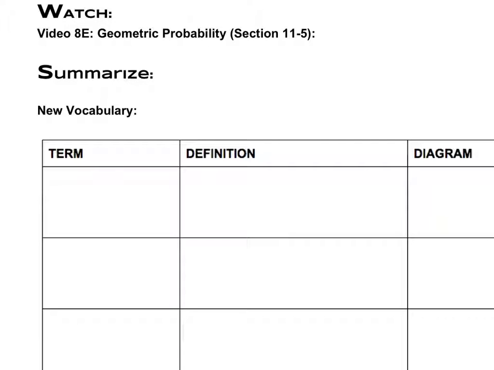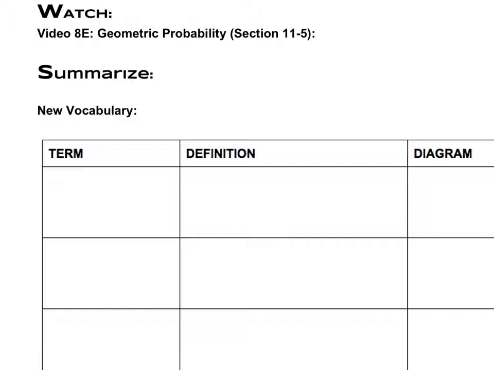Hi guys, welcome to video 8E. This is the last of the required viewing videos for our two-dimensional area unit. And we're going to be talking about geometric probability in this section, and this is section 11.5 from your textbook.